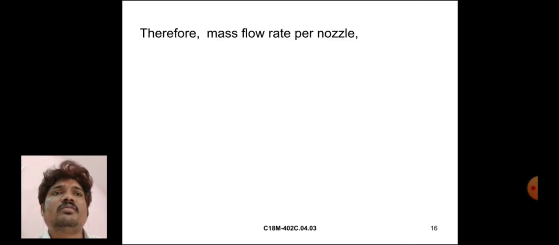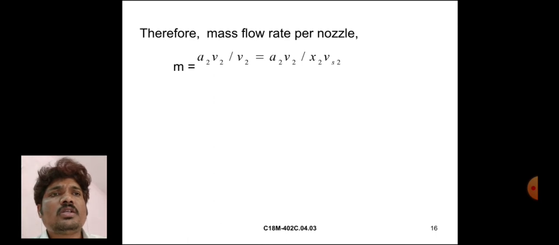Therefore, mass flow rate for nozzle. M is equal to A2 V2 by V2, A2 V2 by X2 VS2. VS2 means specific volume of saturated steam at throat. X2 is dryness fraction of the steam at throat. A2 is area of the nozzle at throat.